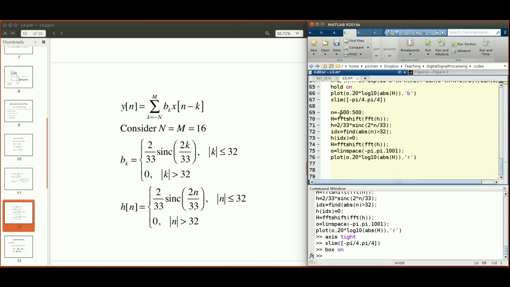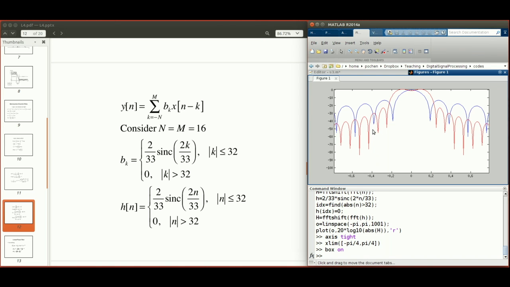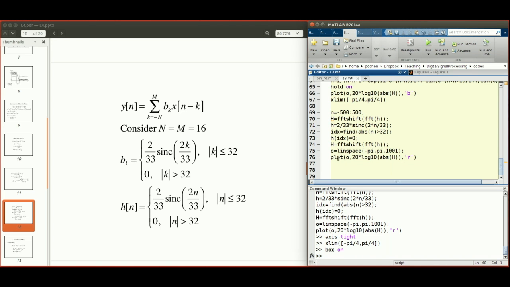And then here I'm plotting the other one. Here I constructed a sinc function based on this formula. That's the impulse response of that filter. And then I did a Fourier transform, and I made a plot of the impulse response in the Fourier domain, also in dB, and that's the red line here. That's generated by this particular line.